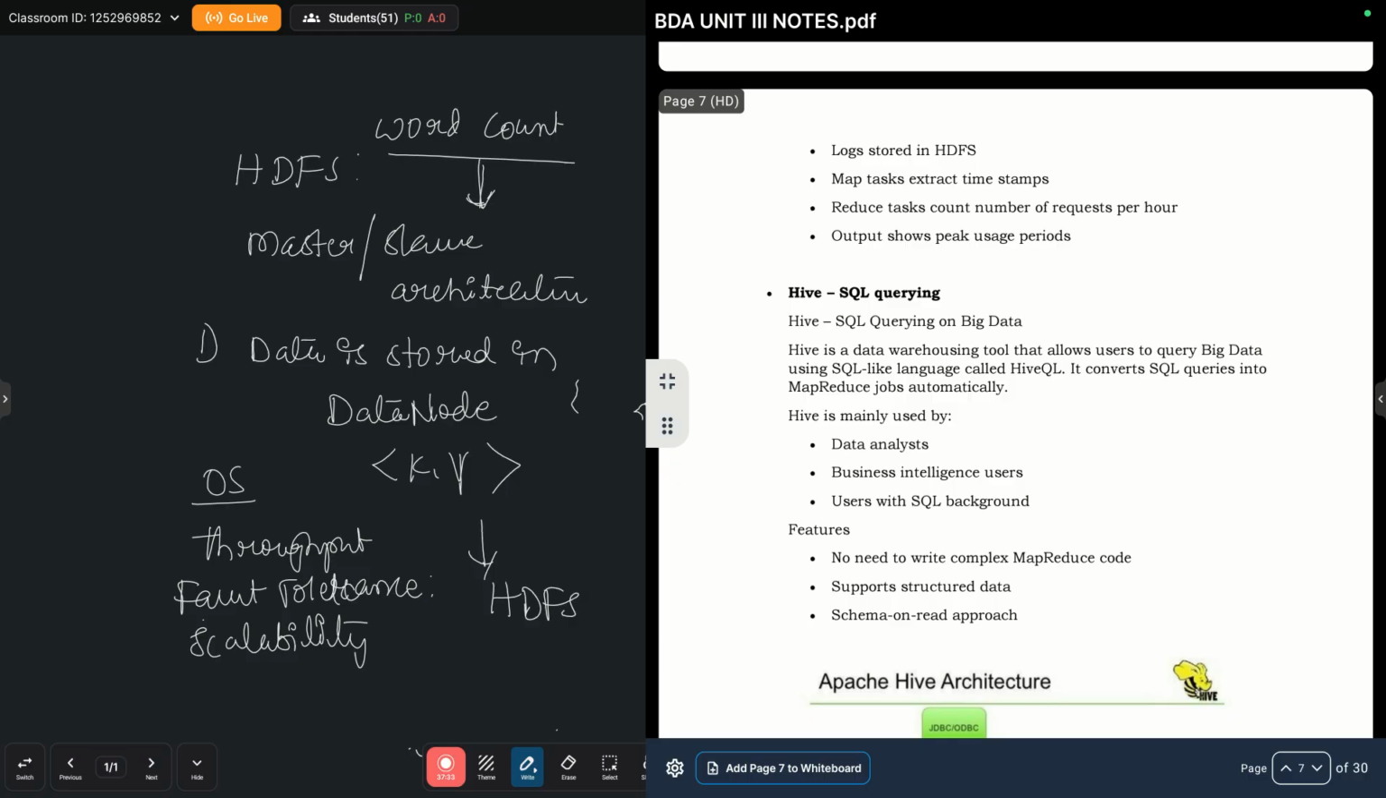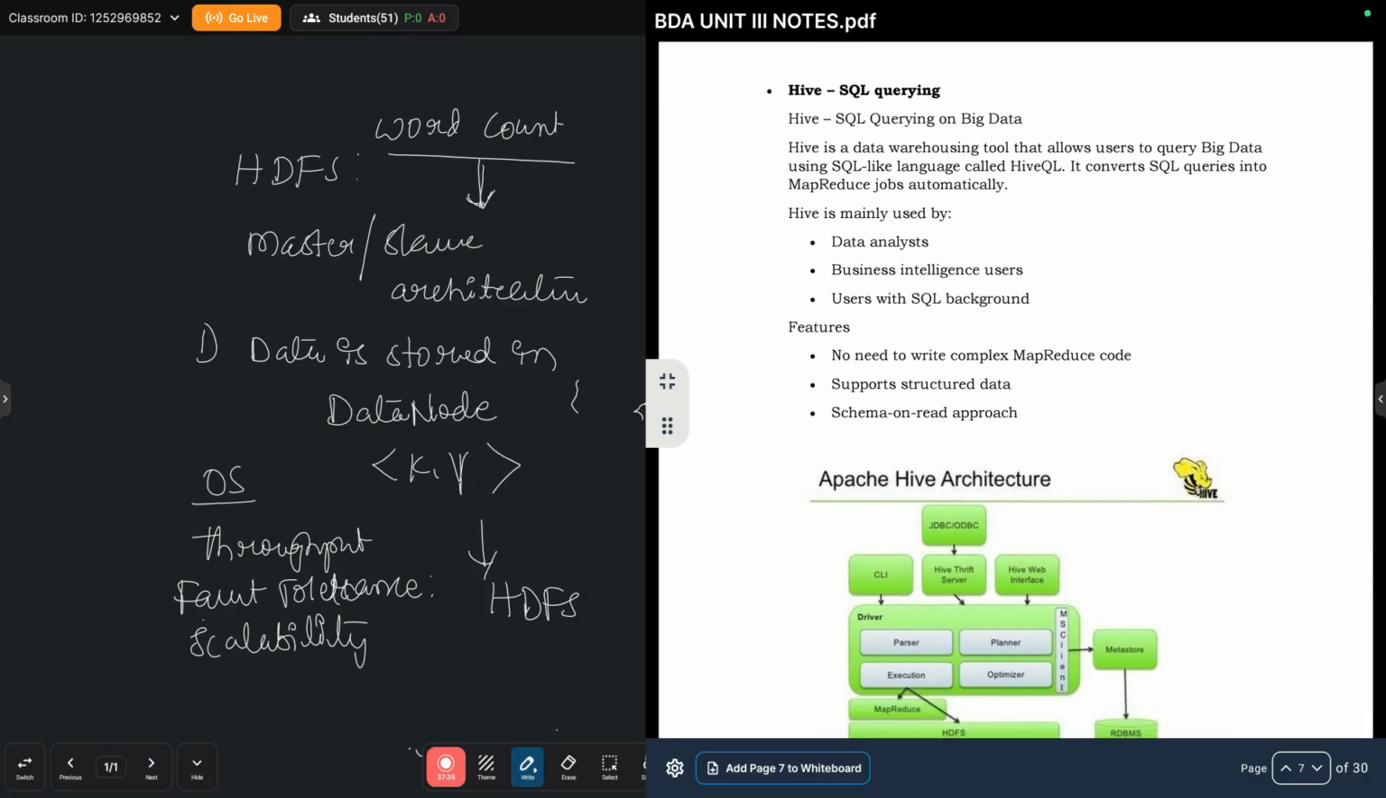The next Hadoop ecosystem component is Hive for SQL querying. So basically, what is SQL? What is SQL?